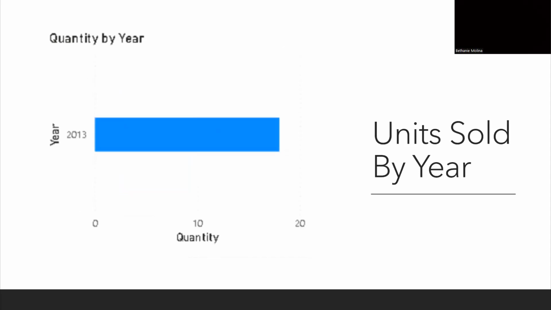This chart is the quantity by year. So yet again, the year is by the y-axis and the quantity is by the x-axis. Within the database, it only records from the year 2013. So within that year, they have sold 18 units. For that fiscal year, or however you like to look at it.